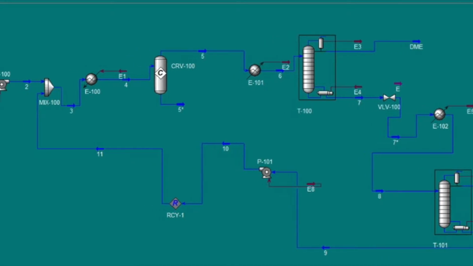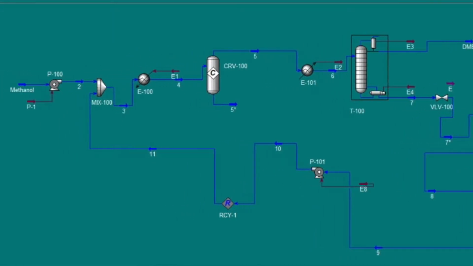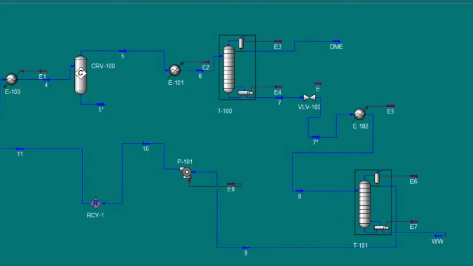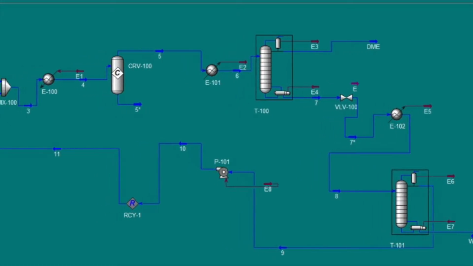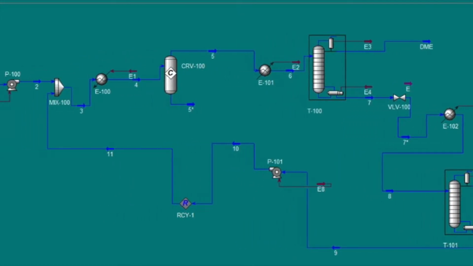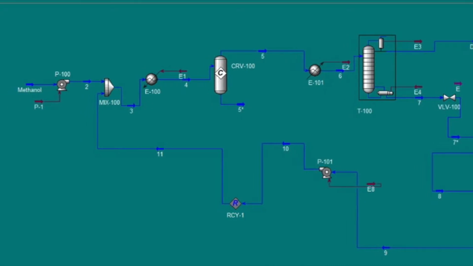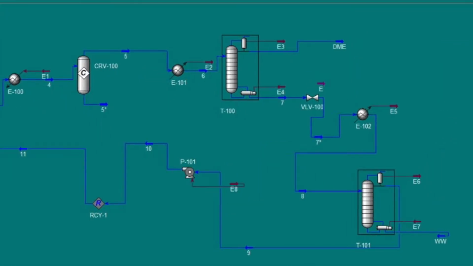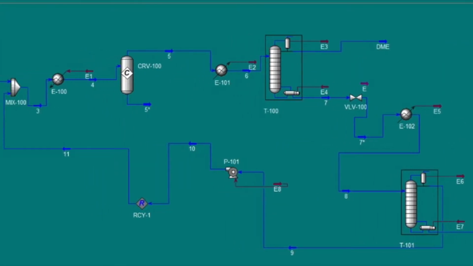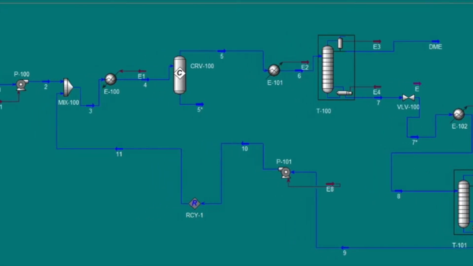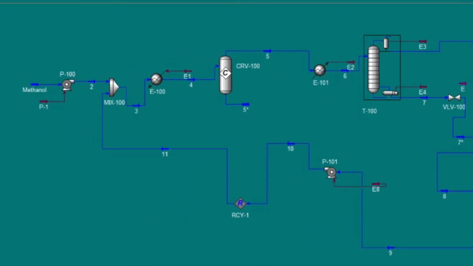Sixth is valve. A valve has the function to control the flow and pressure of liquid, gas, and slurry systems. And then the last one is recycle. Recycle is a process to return the product back into its chemical monomer. In this process, the recycle occurs after the pump, then recycles methanol and water to the mixer.